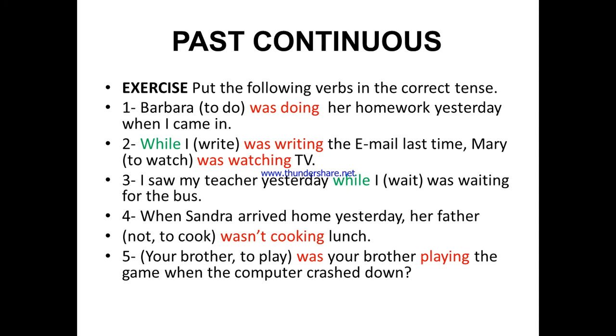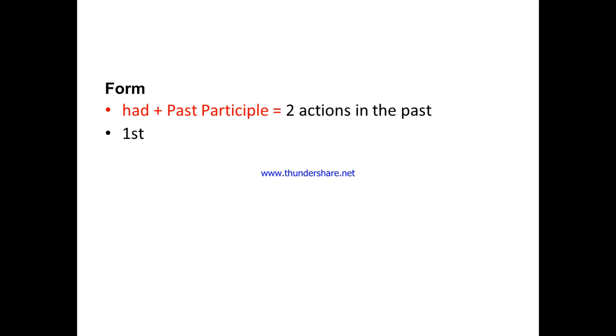The past perfect. بالنسبة للزمن الموالي، هذا الزمن عندنا had plus past participle، نستعمله عندما يكون لدينا two actions. When we have two actions in the past، يجب أن يكون هناك فعلان، الفعل الأول والثاني في الماضي، يعني حدثان وقعا في الماضي، two events.